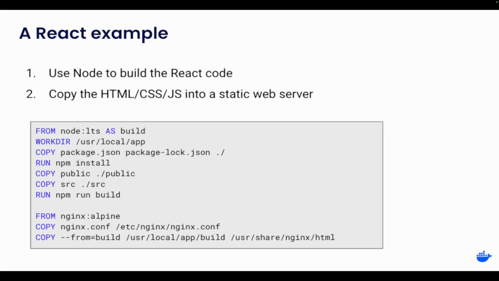Then we have FROM nginx alpine, completely different base image. We're going to copy in the Nginx configuration from the host to this new stage. And then we're going to copy from build the output of the build stage into the Nginx HTML directory. So now we have a production image that only has the pieces we need to actually be able to run our production image.